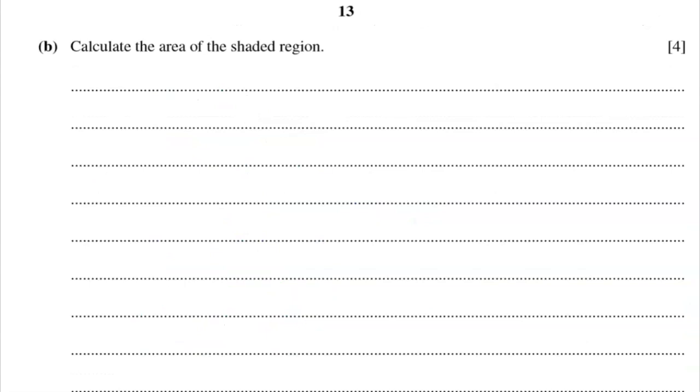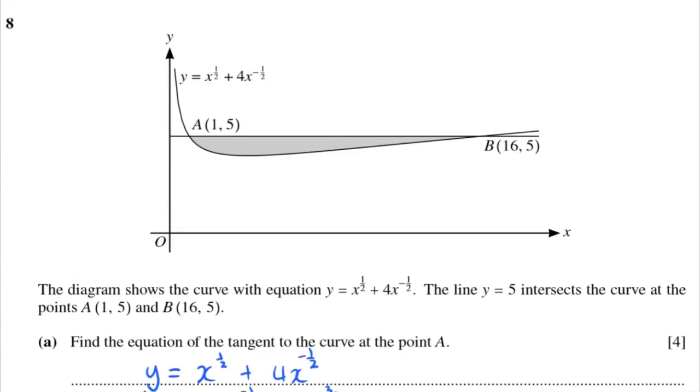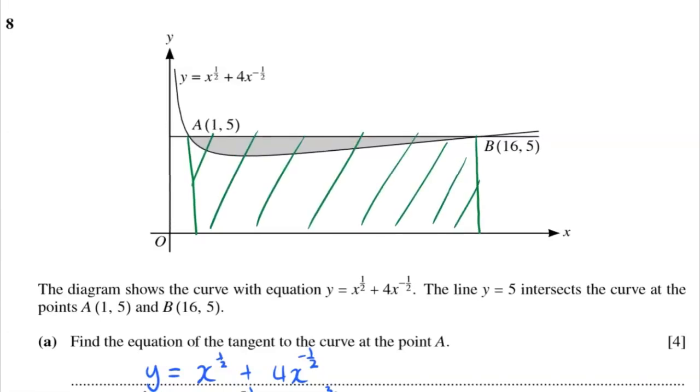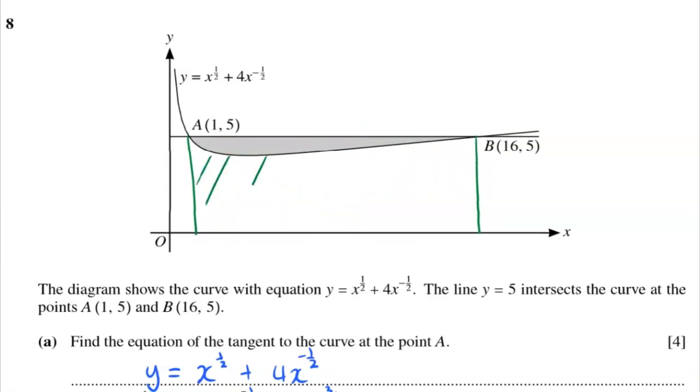Calculate the area of the shaded region. Let's go back to the diagram. Right, so for the area of the shaded region, we can find the area under a curve by doing the integration. So to find the shaded region, we want to find the area of the rectangle, yeah, that's a rectangle, and then subtract the area under the curve. So the area under the curve is that, and that will give us the shaded region, right?